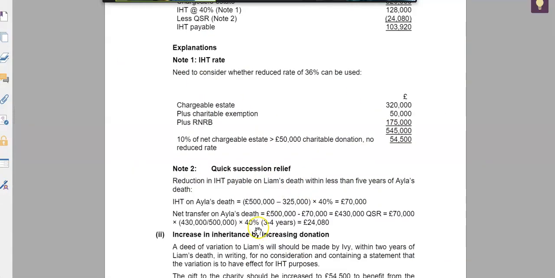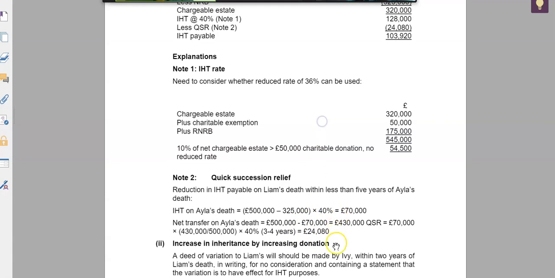Okay, so it is, as it was 3 to 4 years, so 40%. So this is the amount of the value, the quick succession relief. Okay, are you clear? Yes, taper relief is on the lifetime gift, and quick succession relief is on the death estate, and it applies when you died and you got an asset in the previous 5 years, and you paid inheritance tax on that, right?